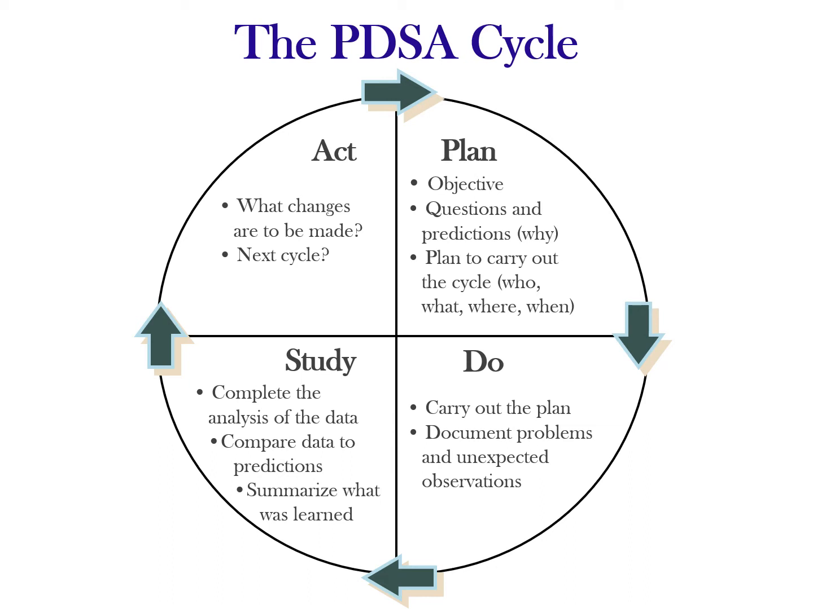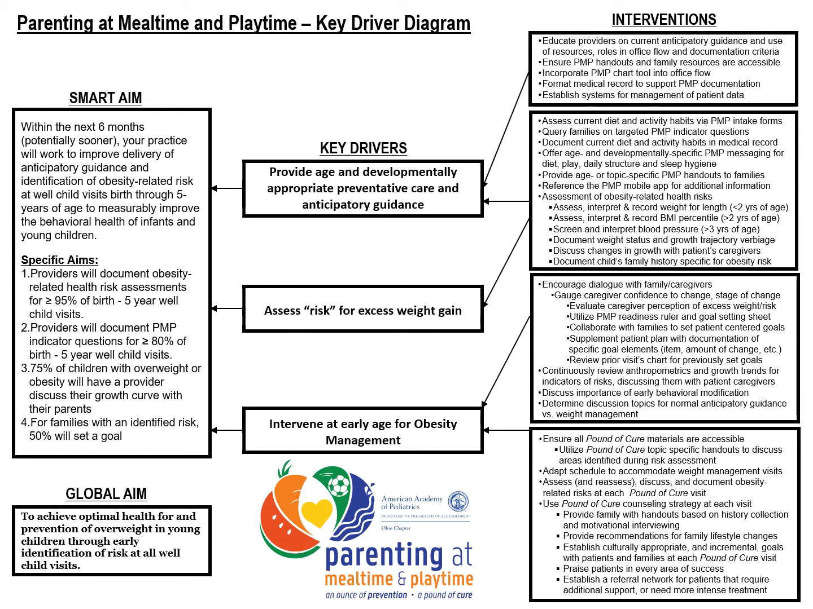One thing to highlight here, the planning section really ties back strongly to the key driver diagram. And here with the key driver diagram, I want to call out the SMART aim for tying it to what we're trying to accomplish. So hopefully what your test of change does is impact one of those specific aims. Your work should always be tied to a key driver, which are those three elements in the middle: that you are providing age and developmentally appropriate preventative care and anticipatory guidance, you are assessing for risk for excess weight gain, or you're intervening at an early age for obesity.